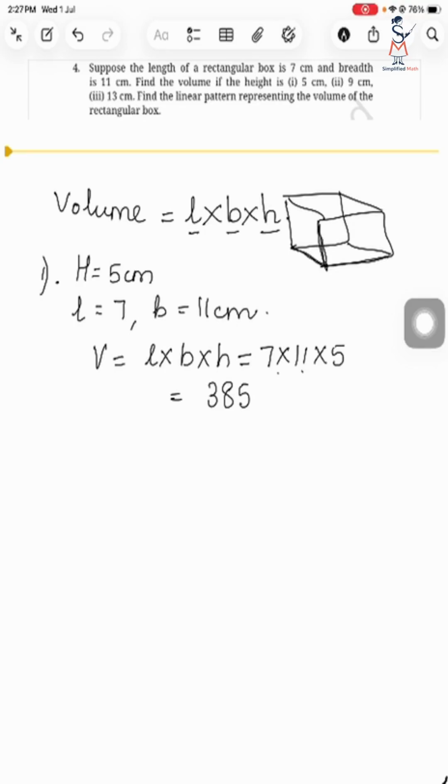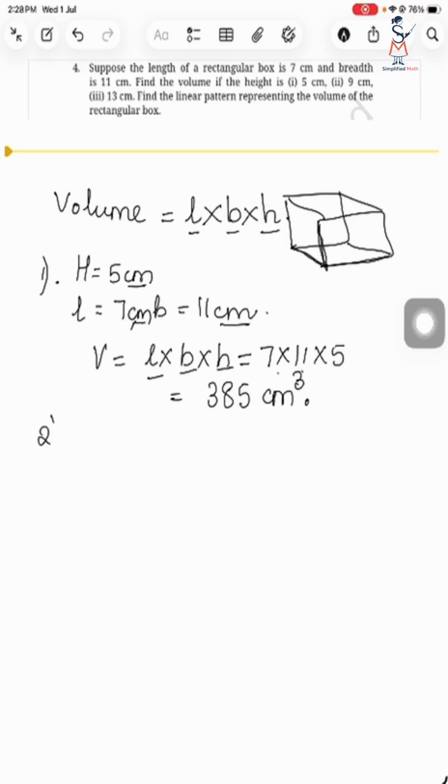Now what is the unit for length, breadth and height? It is centimeter. So centimeter multiplied by centimeter multiplied by centimeter becomes centimeter cube. That is the unit of volume.